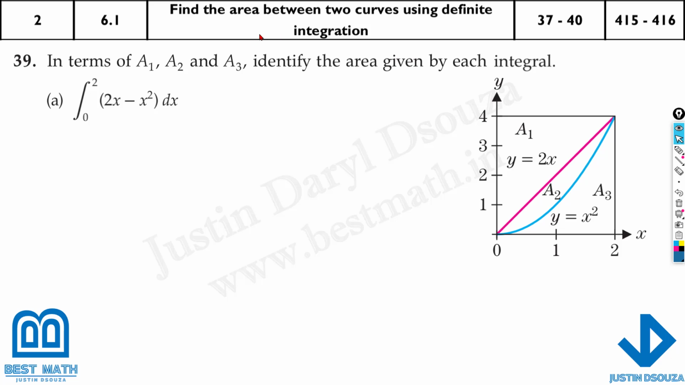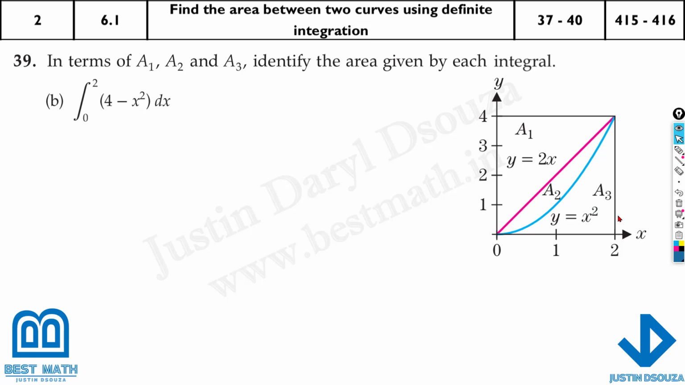So how do we solve this? Here they have told integral 0 to 2. That means it's along dx, along the x-axis. dx, 2x. This is the line 2x, right? The pink line, minus x squared, the blue line. What is the area within it? It's A2. So the area is A2.